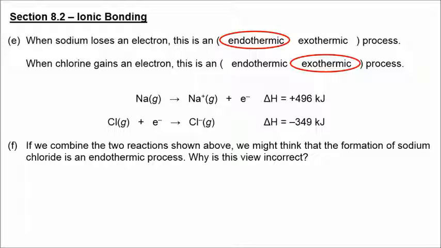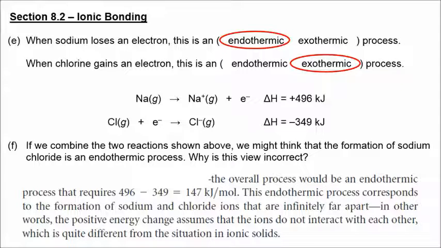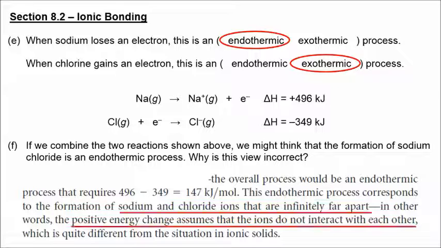Now if we just combine the two reactions shown above, we might think that the formation of sodium chloride is an endothermic process because positive 496 and minus 349 gives you positive 147. Well, this view is incorrect because this view corresponds to the formation of sodium and chloride ions that are infinitely far apart. In other words, the positive energy change assumes that the ions do not interact with each other.